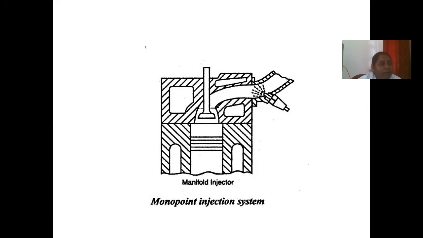Gasoline injection systems are classed into two basic types. One is the multi-point injection system. The other is the monopoint injection system.